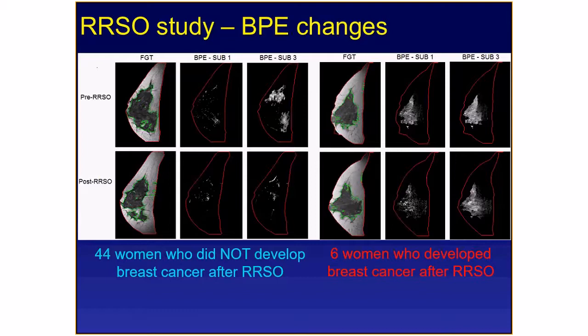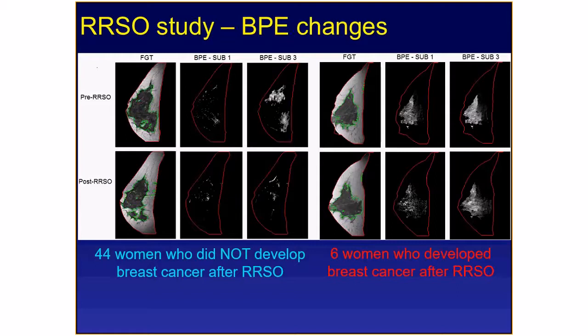This example shows the pre-surgery and after-surgery FGT and BPE. If you look at the 44 women who didn't develop breast cancer after surgery, at least by the time of the study follow-up, you see there's a significant decrease of the BPE. But for those 6 women who developed breast cancers, on average, their BPE remained at similar levels.